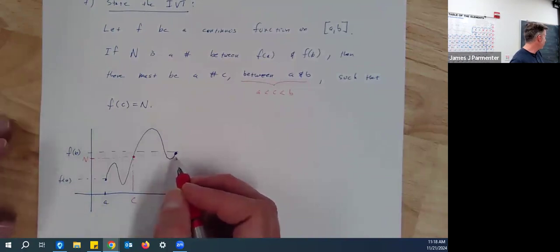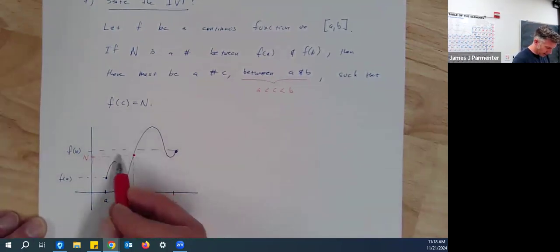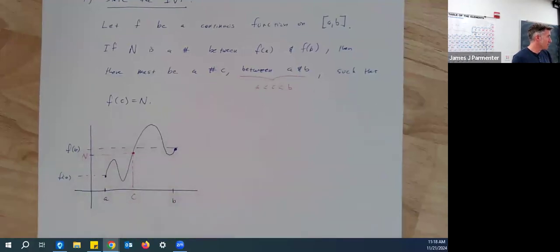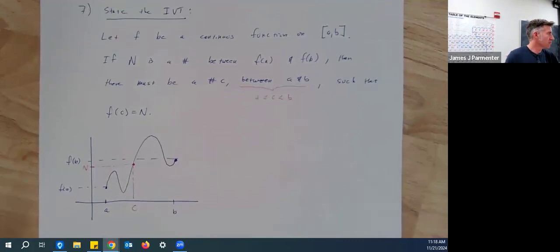There might even be one over here as well, but I only need one. So all the theorem says is that there's at least one C between A and B, so that f of C is equal to n, where n is any number between f of A and f of B. And there could be more than one, but the theorem doesn't say anything about that. It just says there's at least one. Said more generically, if your function is continuous and you have two y values, you can get any y value between those two y values. That's kind of the whole story.